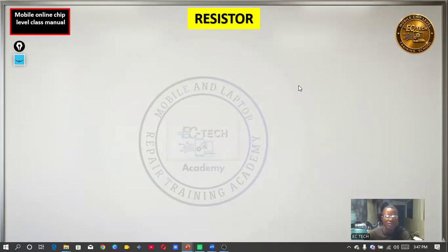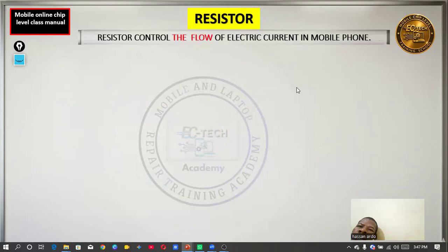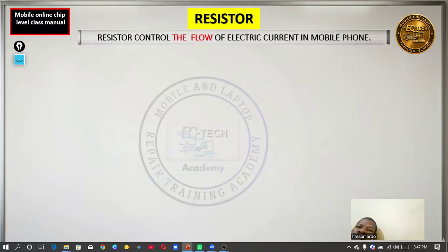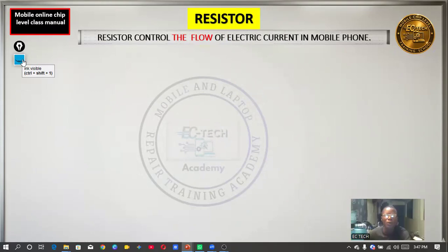When we are talking about the resistor, many people are confused about it. They say that you reduce a voltage, you reduce something. No, resistor doesn't reduce voltage. This is the work of resistor: resistor controls the flow of electric current in a mobile phone.